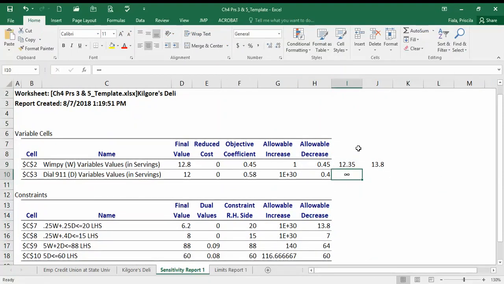I wish this was the other way around. This is for my increase. Okay, for my decrease equals 12 minus 0.4. So my range of optimality for my variables is between 12.35 and 13.8 for Wimpy and 11.6 and infinite as increase for the Dial 911. What does that mean? As long as you stay within this range, then you're not going to need to develop a new linear programming.